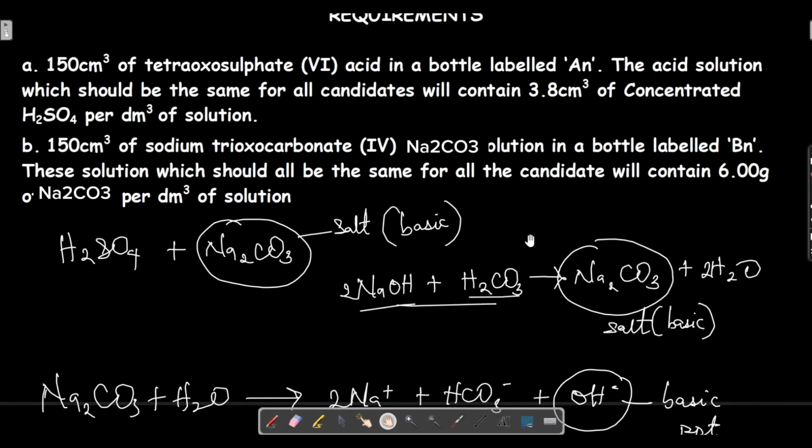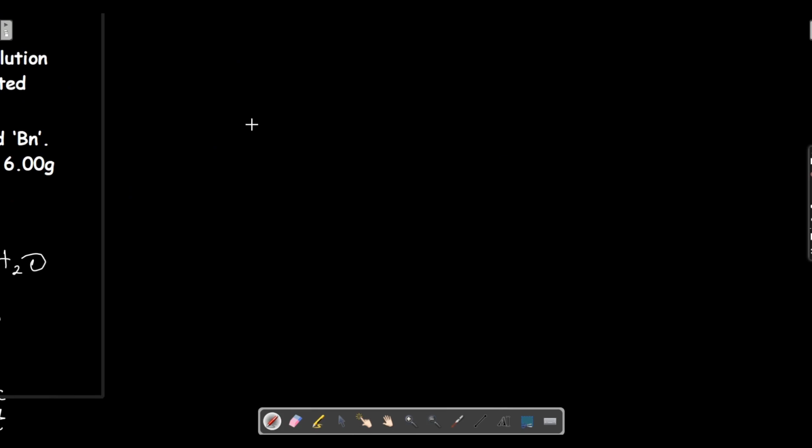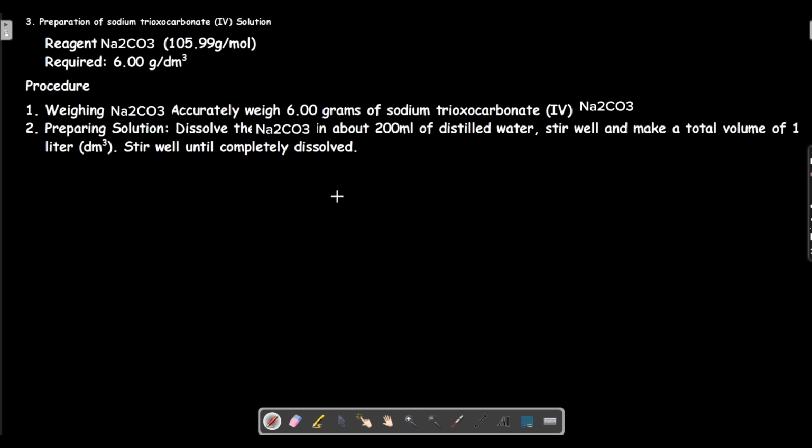All right, we'll go back to the B part of it. Now the B part of it says 6.00 grams of sodium trioxocarbonate 4 per dm cube. So that means we are having 6.00 grams per dm cube. Per dm cube is equivalent to 1000 cm cube as usual. So now the reagent is this, and this is the molar mass of it, and the required gram we are to weigh is 6.0 grams.